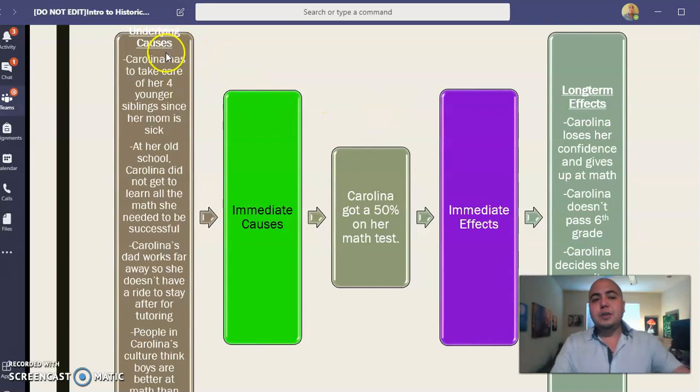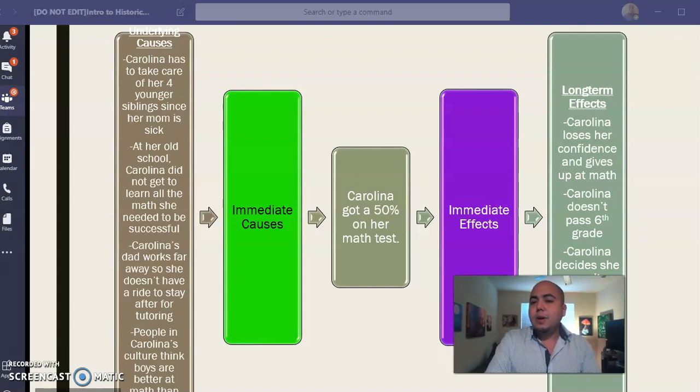So here are the underlying causes. Carolina has to take care of her 4 younger siblings since her mom is sick. At her old school, Carolina did not get to learn all the math she needed to be successful. Carolina's dad works far away, so she doesn't have a way to stay after for tutoring. And then people in Carolina's culture think that boys are better at math than girls. Okay, and unfortunately, that's a stereotype. That little culture thing is something that is still being applied today. I've seen that happen a lot.